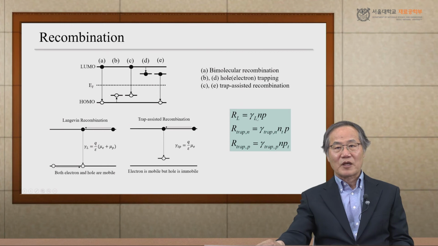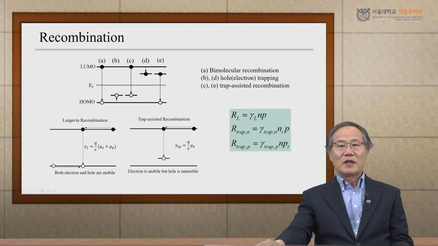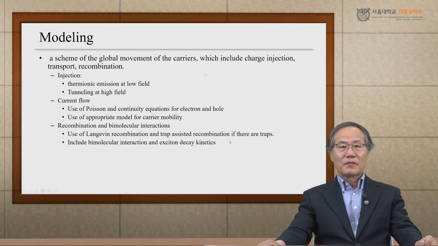For Langevin recombination, that is proportional to the electron and hole densities, but in the trapped case, it is trapped charge times free charge, and then this is the capture cross section of electrons and holes. And also, of course, this depends on the dielectric constant and the mobilities of electrons and holes.